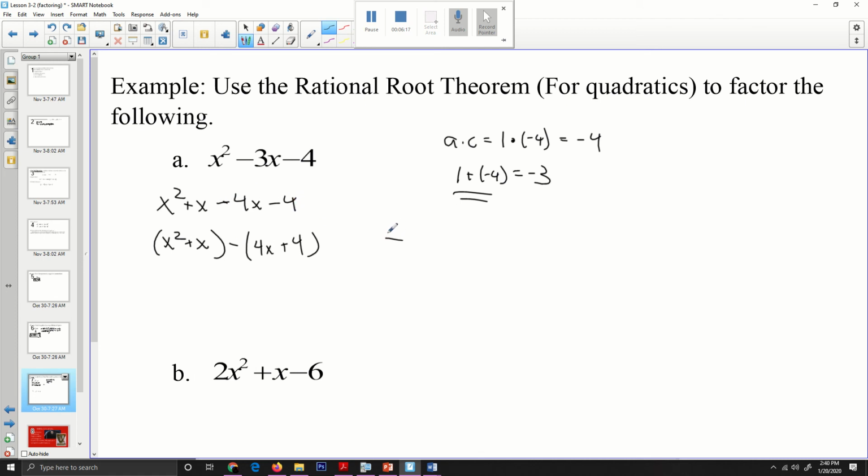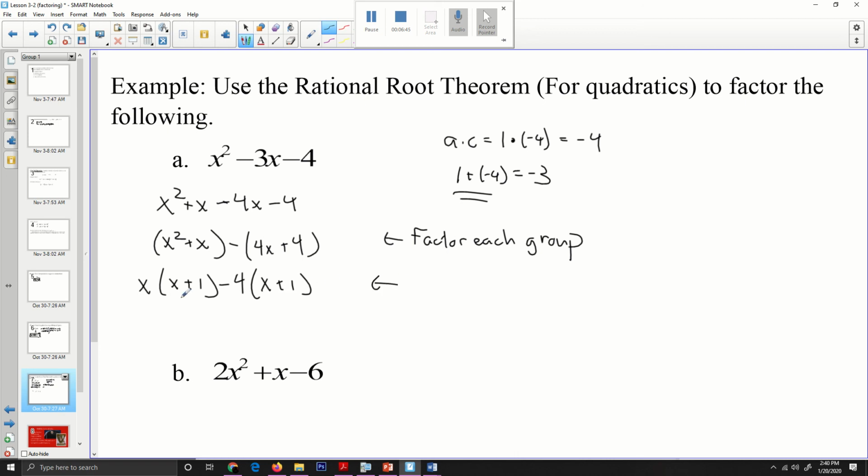And so now I want to factor each group. And that'll give me x. Let's see, the greatest common factor between x squared and x is just x. That'll give me x plus 1. And what is the greatest common factor between these two? It'll be 4. And that'll give me x plus 1.